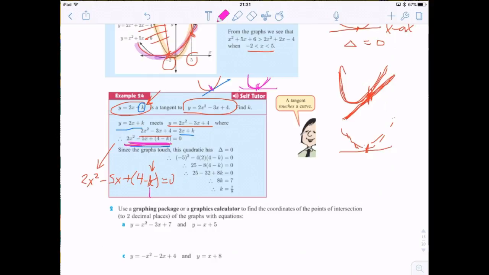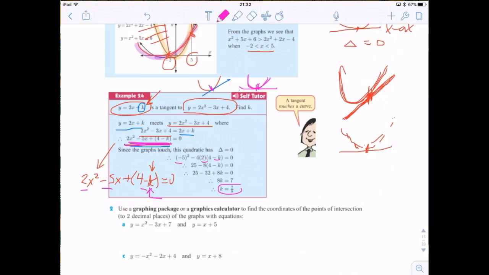So let's find a value of k, which makes the discriminant equal to 0. So we just make an equation for the discriminant, which is negative b squared minus 4 times a times c, equals 0. And so we find out, what k value makes this equal to 0? It turns out to be k equals 7/8.